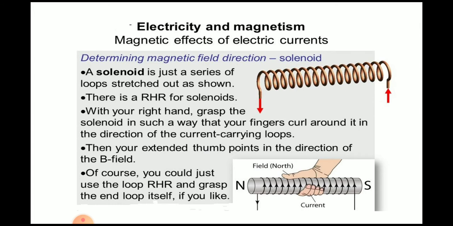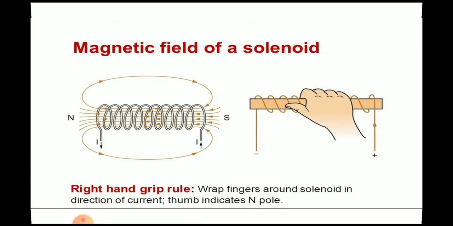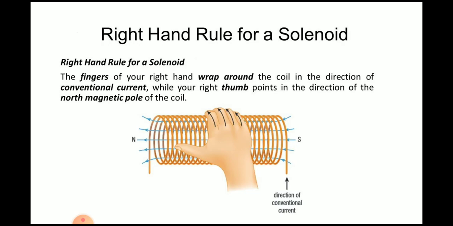If you curl your fingers in the direction of the loops, or in the direction of current flowing, the thumb will point in the direction of the north pole. Magnetic field due to a solenoid is shown in the figure, and the right hand rule is used to point the direction of the north pole. Right hand rule.